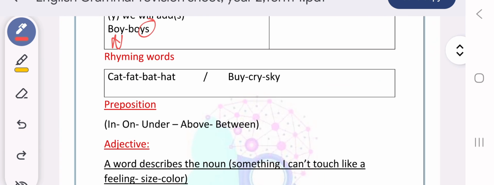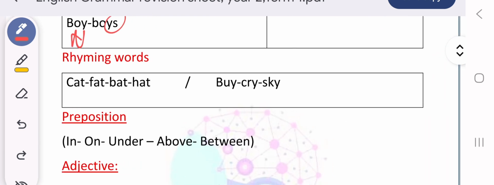Okay. Rhyming words. Rhyming words, it means the suffix or the letters in the end. They are the same, like cat, fat, bat, hat, pie, cry, sky. Maybe only one letter in the end or 2 letters, but they are rhyming, like a song.